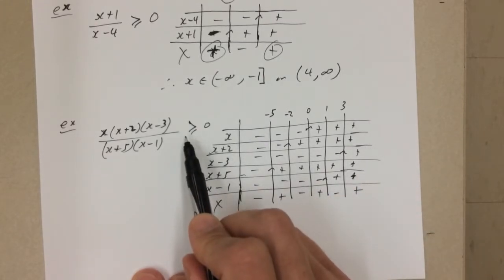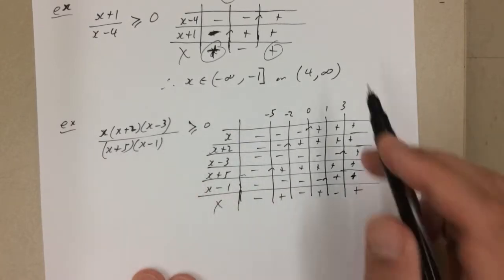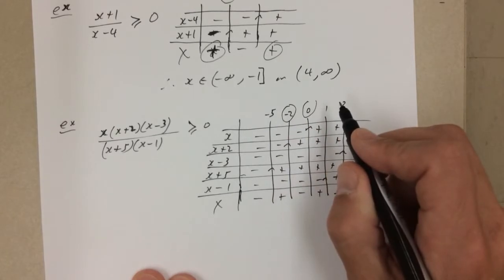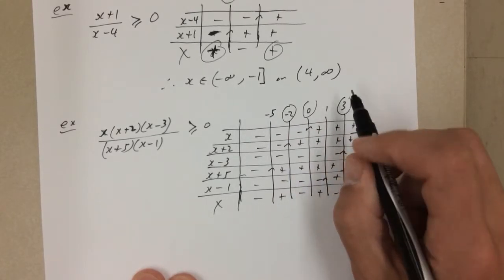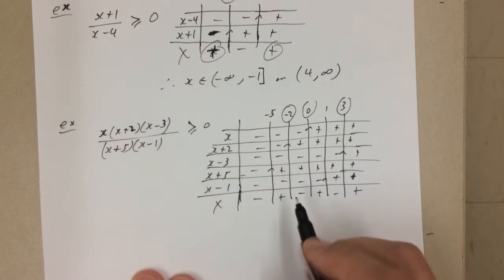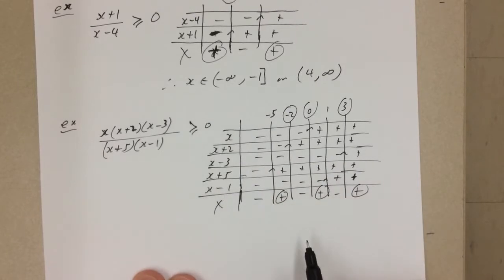We want when it's greater than or equal to 0, so we have to look at the top numbers. So 0 I'm going to circle, -2 I'm going to circle, and I'm going to circle positive 3. I can't include -5 or 1 because they make the bottom 0 and you can't divide by 0. And I'm going to circle the positives here because it's greater than 0.